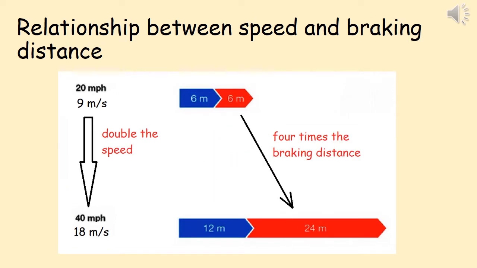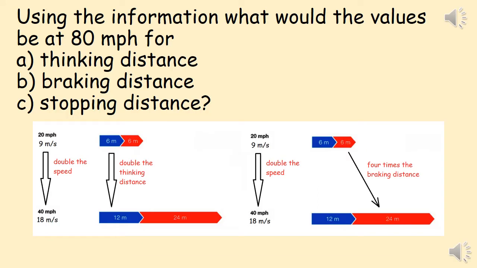However, if we look at the braking distance, doubling the speed from 9 meters a second to 18 meters per second doesn't double the braking distance. It doesn't go from 6 meters there to 12 meters. It goes up 4 times to 24 meters. So if you double the speed, you get 4 times the braking distance. And it might be worth realizing that 4 is 2 squared. So if you double the speed, you've 2 squared times the braking distance.